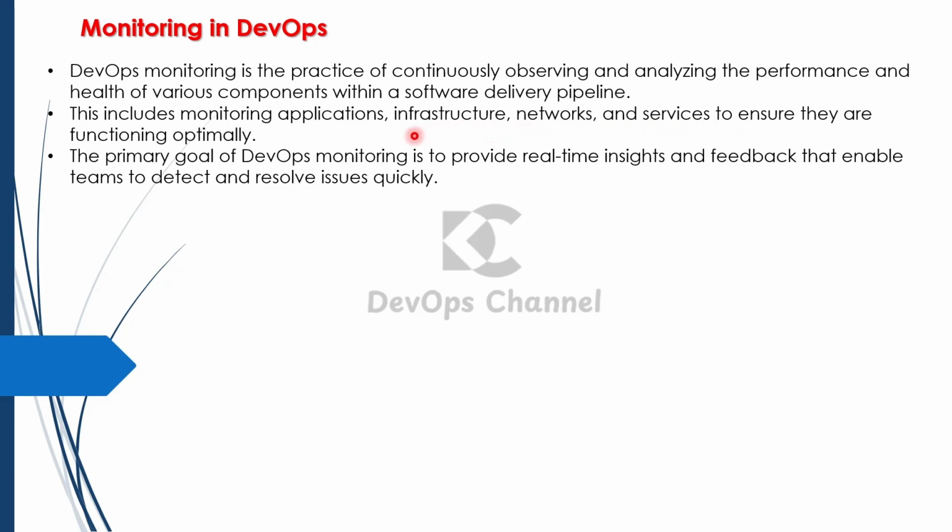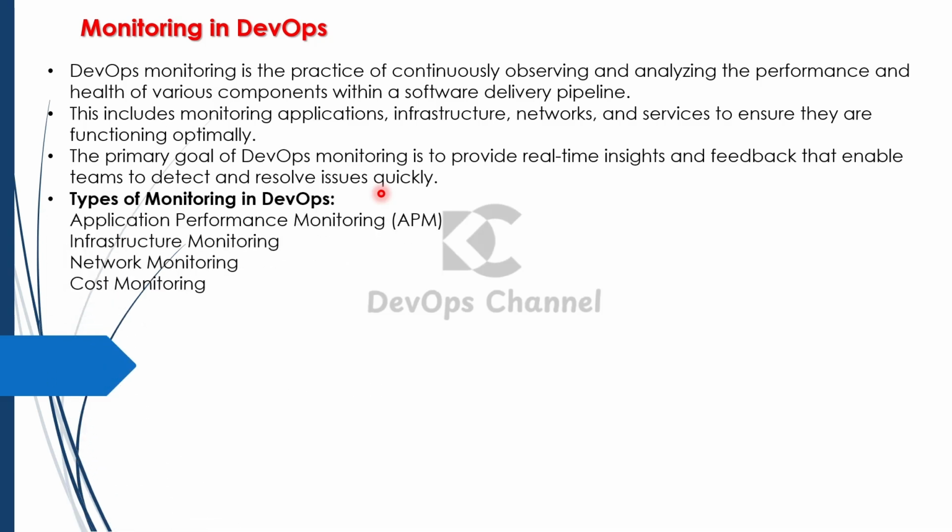The primary goal of DevOps monitoring, using continuous monitoring, is to provide real-time insights and feedback that enable teams to detect and resolve issues quickly. That's what monitoring is for.